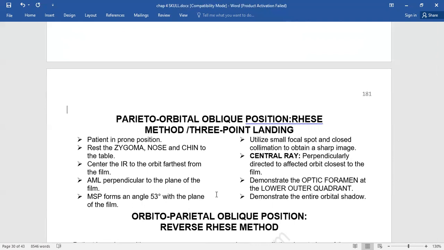So center the IR to the orbit farthest from the film. The acanthomeatal line perpendicular sa film, MSP 53 degrees. So utilize, gamitin natin ang small focal spot and close collimation para ma-sharper yung image natin. So walang angulation. So ang central ray niya is perpendicular lang to the affected orbit which is closest to the film. So the Rhese method is used to demonstrate the optic foramen at the lower outer quadrant as well as to demonstrate the entire orbital shadow.